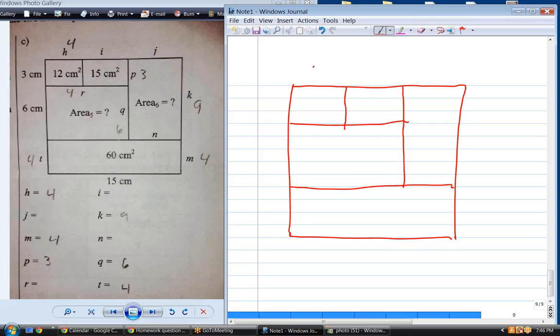All right. 4, 5, 6, 15, 3, 6. What's the area that's going to be? That's gonna be 54.